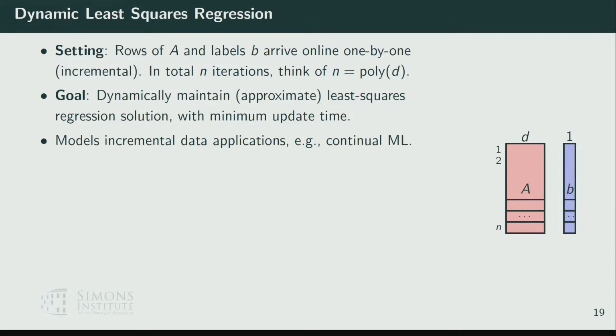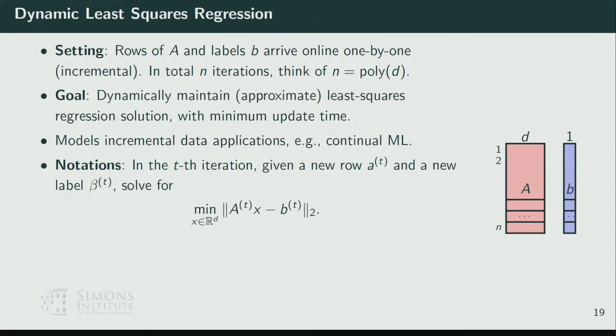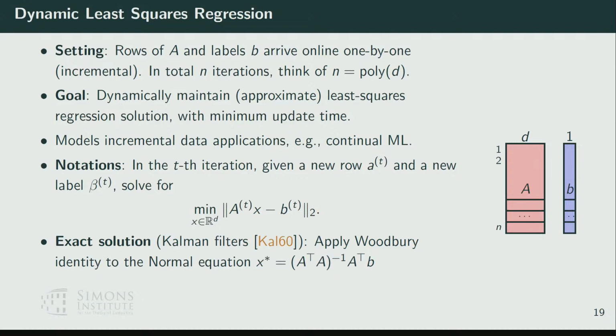This sort of models this continual learning setting where you already trained some model, but you're continually receiving new data points, and you don't want to retrain your model from scratch. Whenever you get new data, you want to update it more efficiently. And let me introduce some notation. We will use small a_t to denote the new row, and then we will use capital A_t to denote the matrix up to the t-th row.